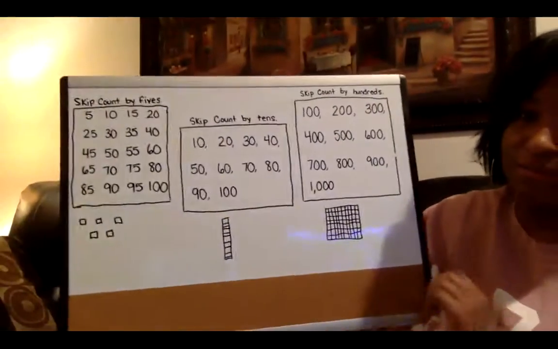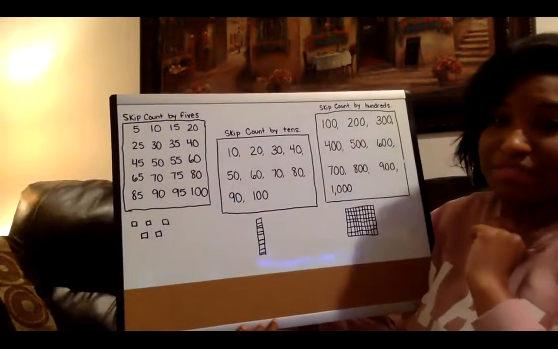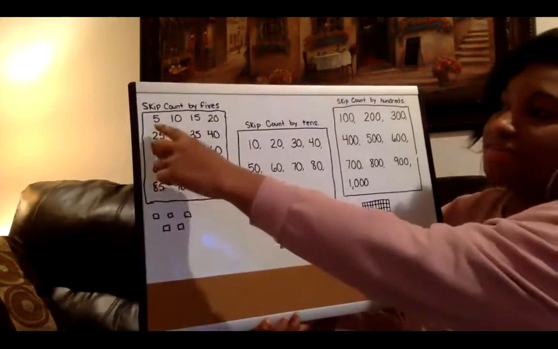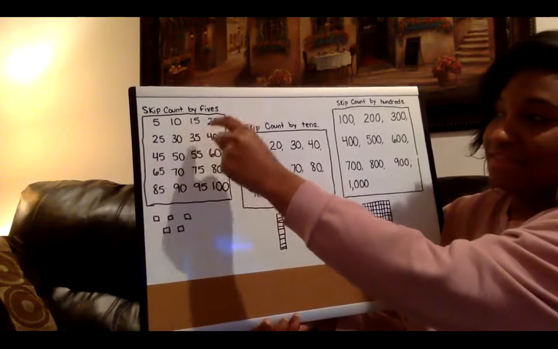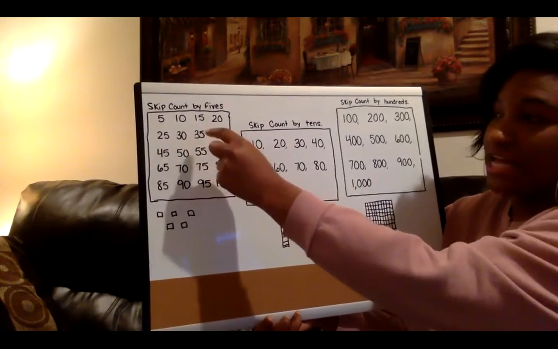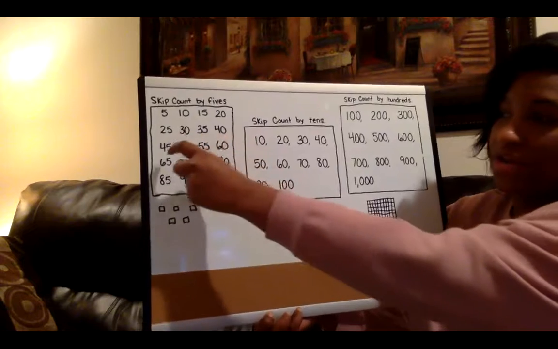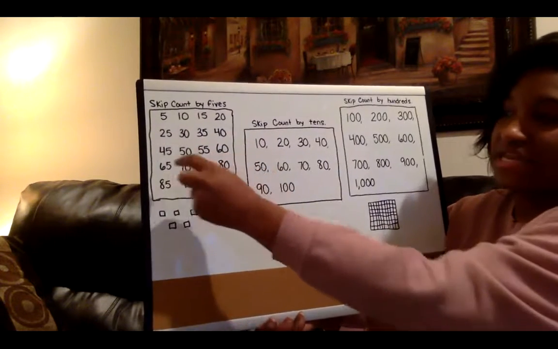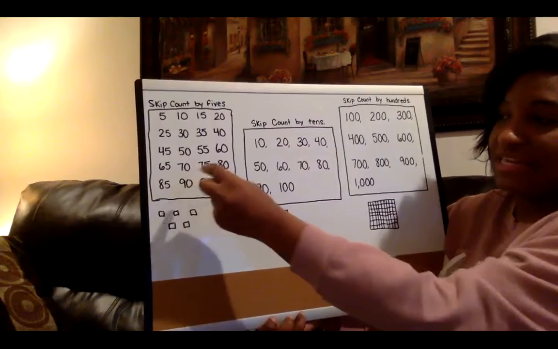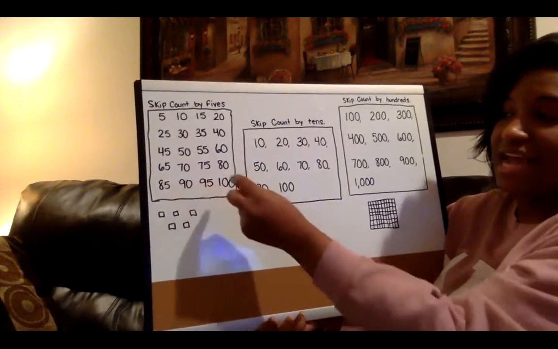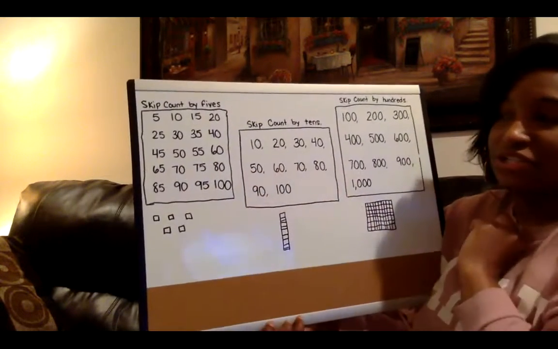So first, I want you to take a look at our lovely board. And we're going to first start by skip counting by fives. Are you ready? I want you to count out loud with me. 5, 10, 15, 20, 25, 30, 35, 40, 45, 50, 55, 60, 65, 70, 75, 80, 85, 90, 95, 100.